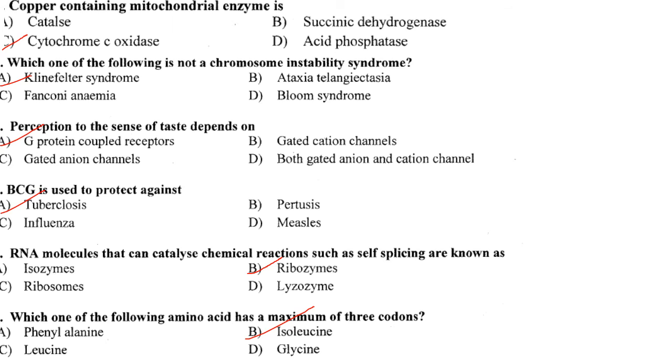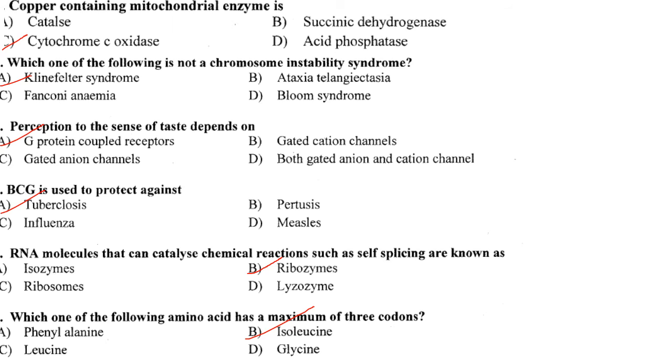Perception of the sense of taste depends on G protein coupled receptors. Answer is option A. BCG is used to protect against tuberculosis. Option A. RNA molecules that can catalyze chemical reactions such as self-splicing are known as ribozymes. Answer is option B.